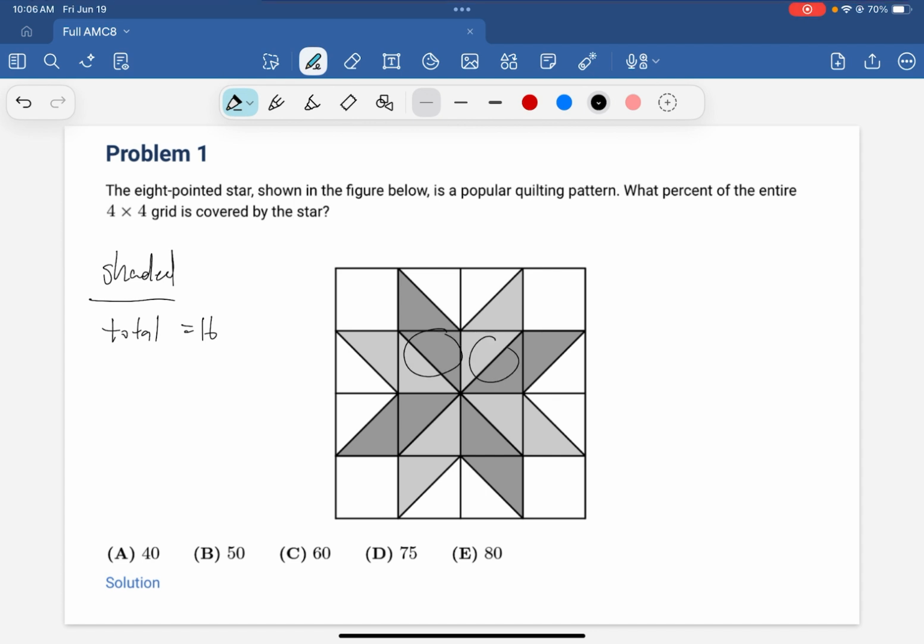This is 1, 2, 3, 4. And we can combine these into 1. 1, 2, 3, 4. So we have an area of 4 in the middle section and another 4 in these tips here, like these stars combined into 1. So that would be 8. So 8 over 16 expressed as a percent is just going to be 50%. So the answer is B.